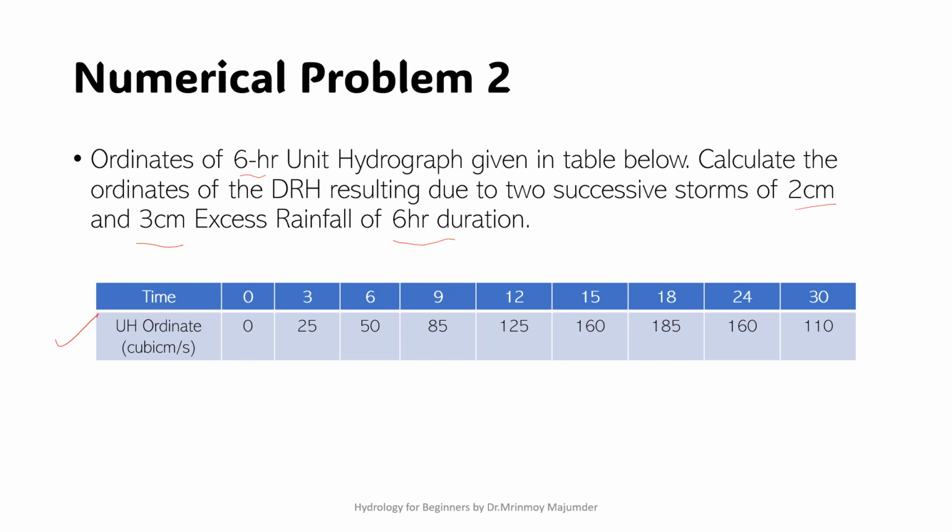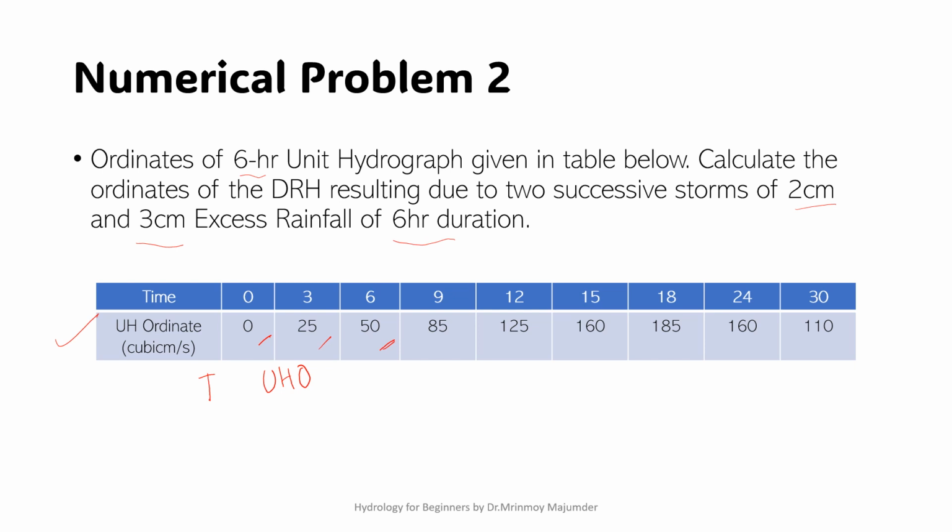You have to draw a table, and then in the first column I will show just 3 parts. For these 3 ordinates I will show, after that you have to do it for your practice. So in the first column I will write the time. Second column I will write the unit hydrograph ordinates for 1 centimeter excess rainfall.